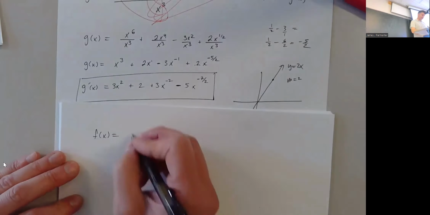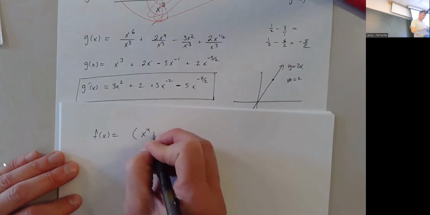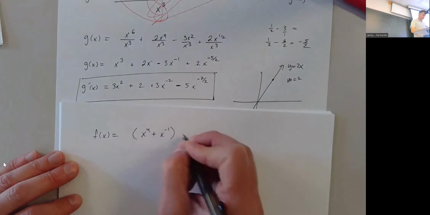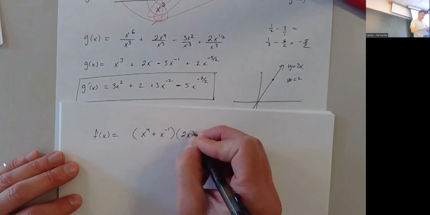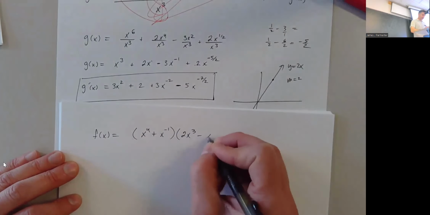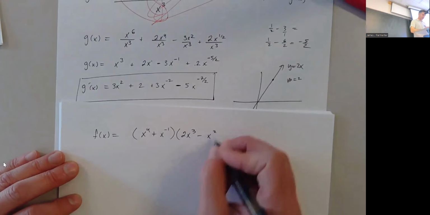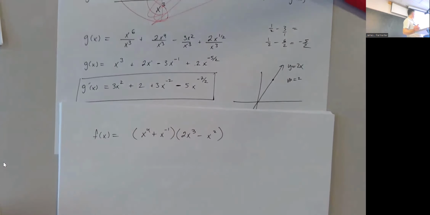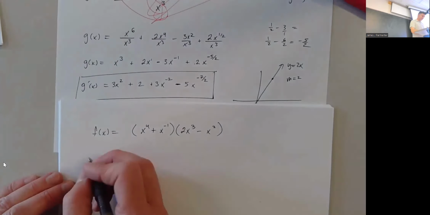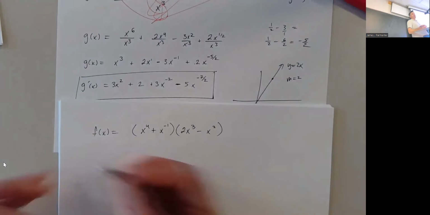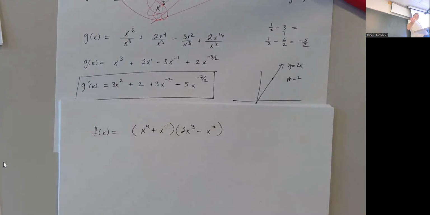F of x is x to the 4th plus x to the -1 times 2x cubed minus x to the 2nd. And I want to take the derivative. And we don't have the product rule yet. And even if we did, probably still wouldn't use it, because this is easy enough to simplify before differentiating.